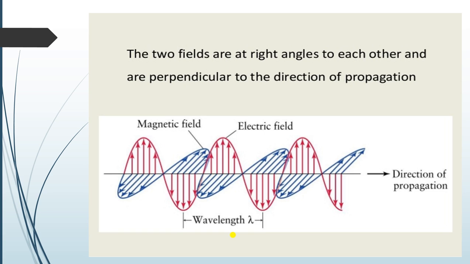Frequency is generally measured in hertz. And one thing you must know is that wavelength is inversely proportional to frequency. It is always inversely proportional to frequency.